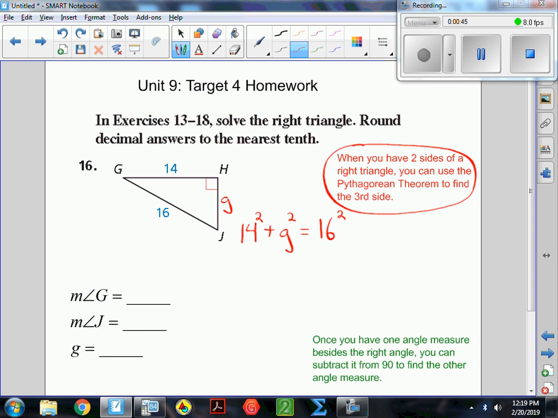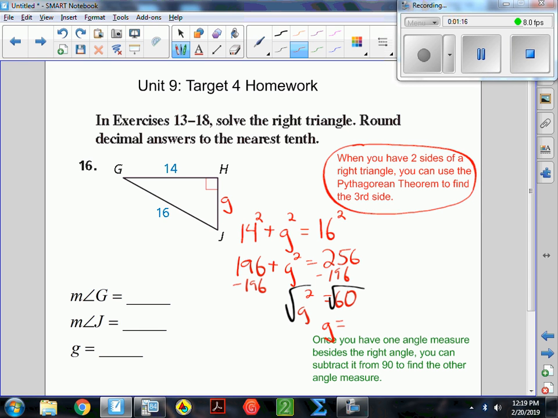14 squared is going to be 196 plus the g squared. The 16 squared is, I think, 256. Double check that. So 256 equals 196 plus g squared. You're going to subtract 196 on both sides. g squared is equal to 60. We take the square root of both sides. g equals the square root of 60.